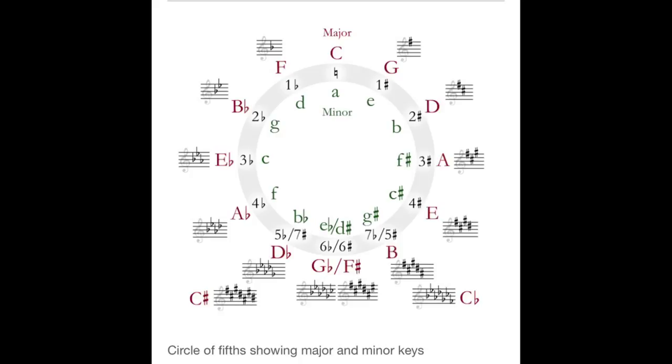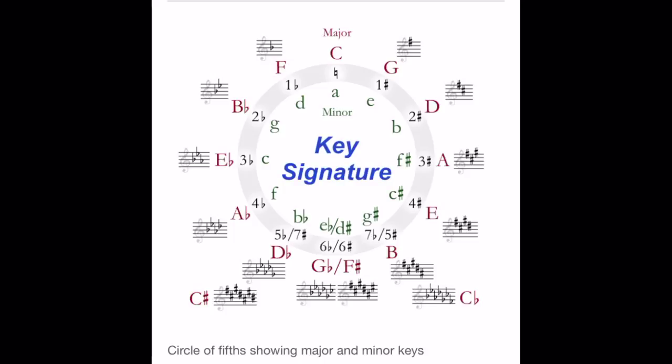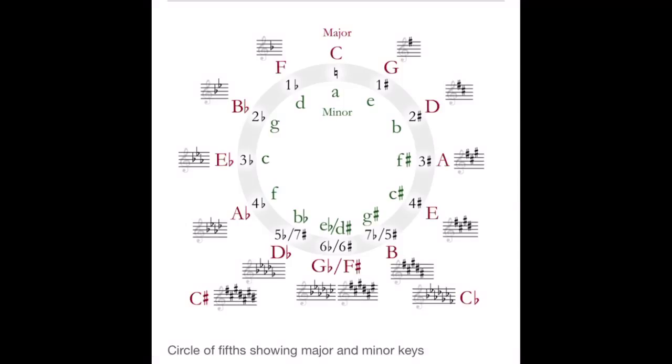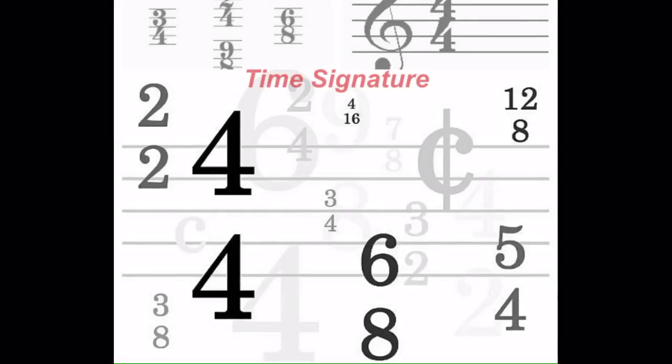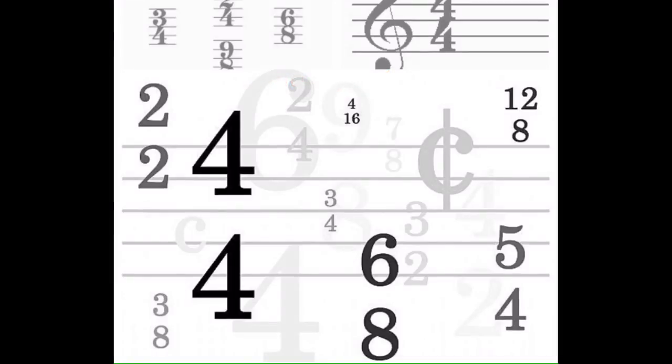So the first term we have is key signature. The key signature basically tells us what note is the tonic or the tonal center of the piece. We've got time signature, which tells us how we feel the music. So in this piece, we feel it as 2 beats per measure. We just count 1, 2, 1, 2. Sometimes you count 1, 2, 3, 1, 2, 3, 4. This one, we count 1, 2.